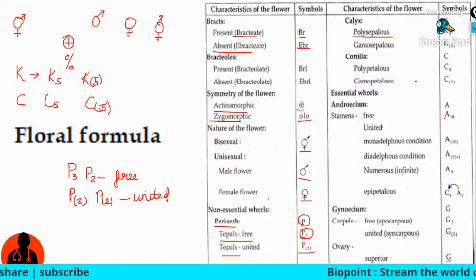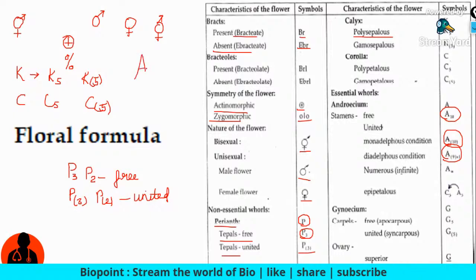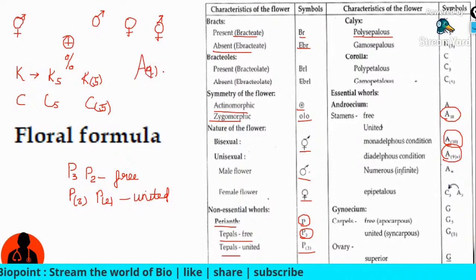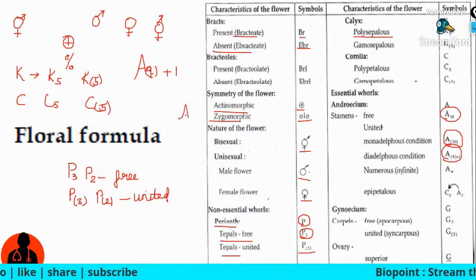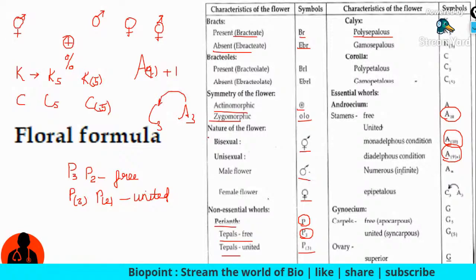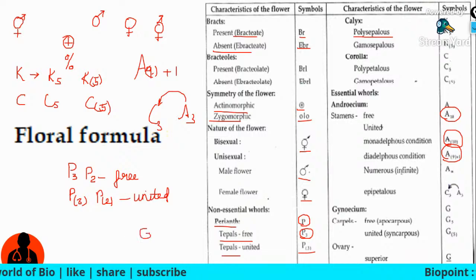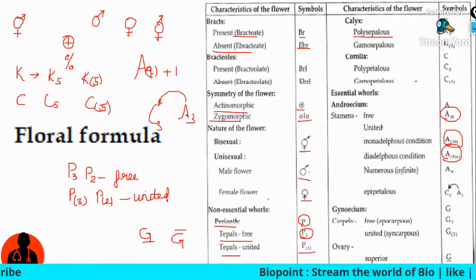If they are free, just simply like this. Monoadelphous, like this. Diadelphous, you have to denote like A9 in bracket plus 1. Like this you might have seen. If they are attached, A3, C3. If they are attached to the corolla, then you have to make out a thing like this, in order to show they are fused. Epipetalous. Clear? Then superior ovary, inferior ovary, like this you have to mark it out.